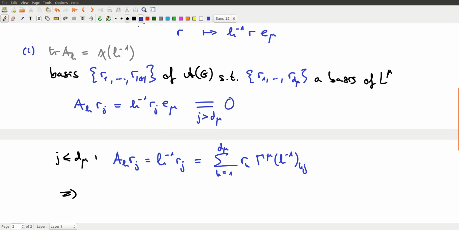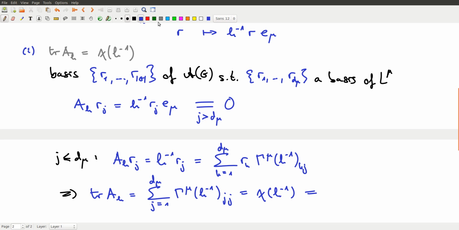So let's conclude the trace of A sub H is just the sum, let's say j from 1 to d mu. Now here the diagonal elements, jj. And that's just the character of H inverse. And if our representation is unitary, then the character of H inverse is just the complex conjugate of the character of H.